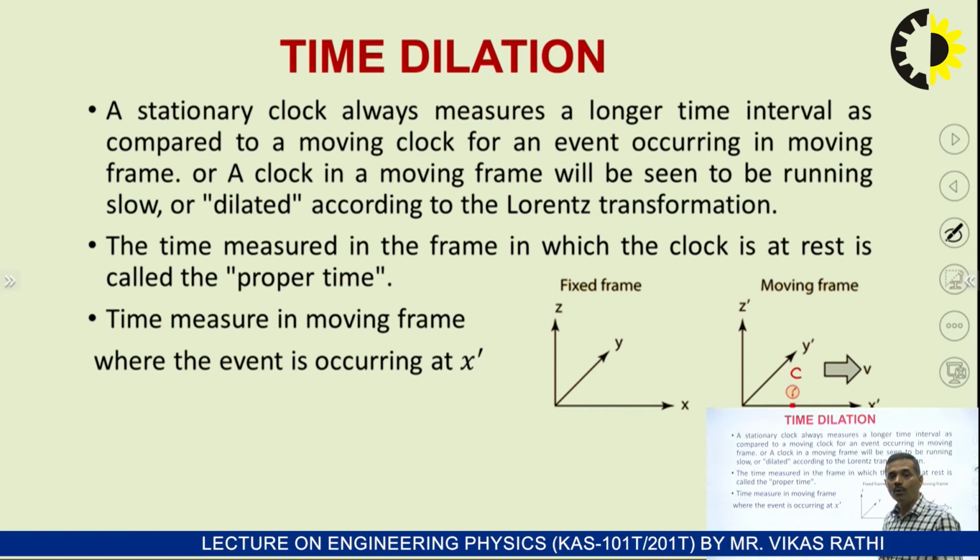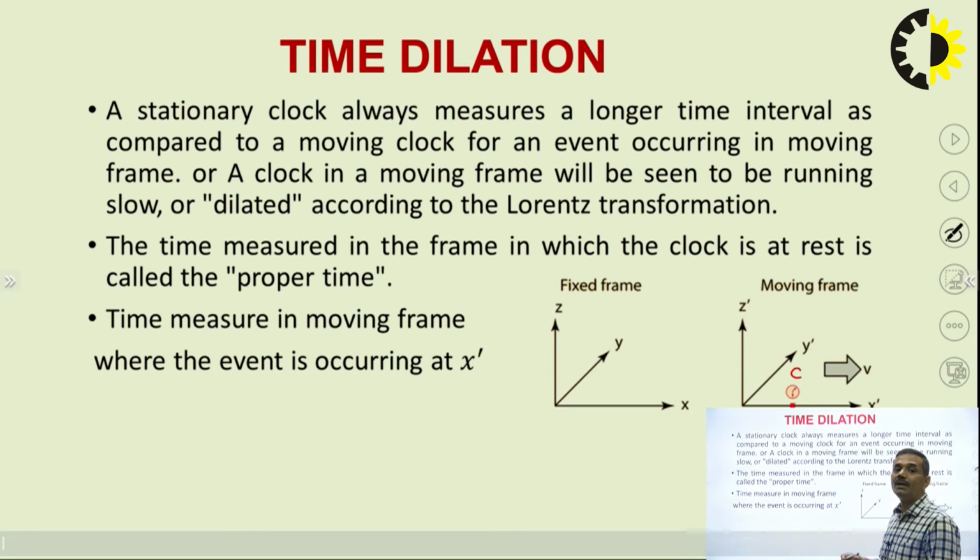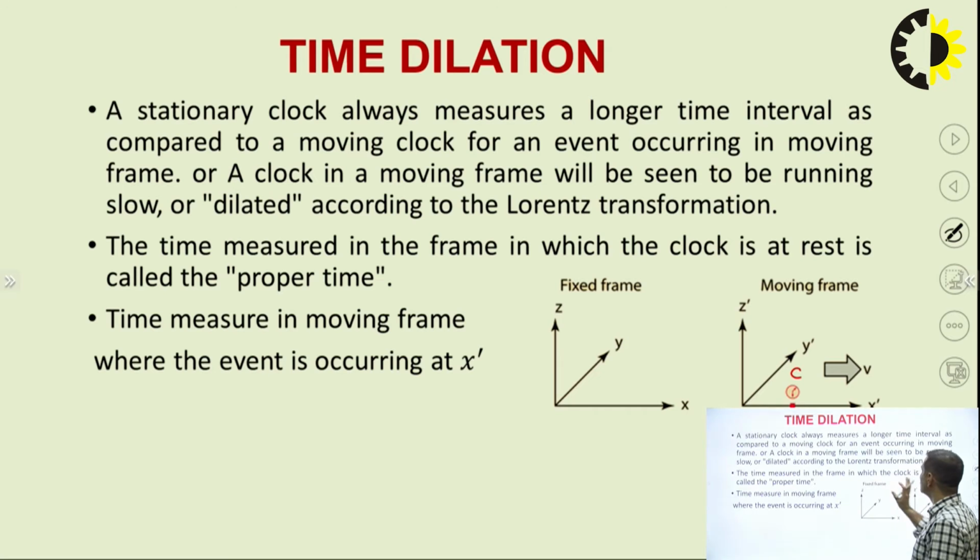So according to relativistic mechanics, time is not absolute, time is a relative quantity, it will depend upon the frame of reference, and it will be dilated, it will increase. That means if we measure the time from another frame of reference, it will be dilated, it will be increased. Now how much it will increase, how much it is dilated, we will find out again by using the Lorentz transformation equations.